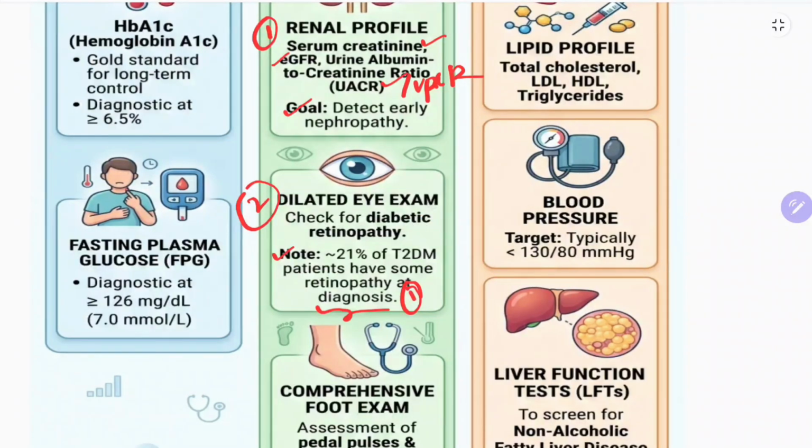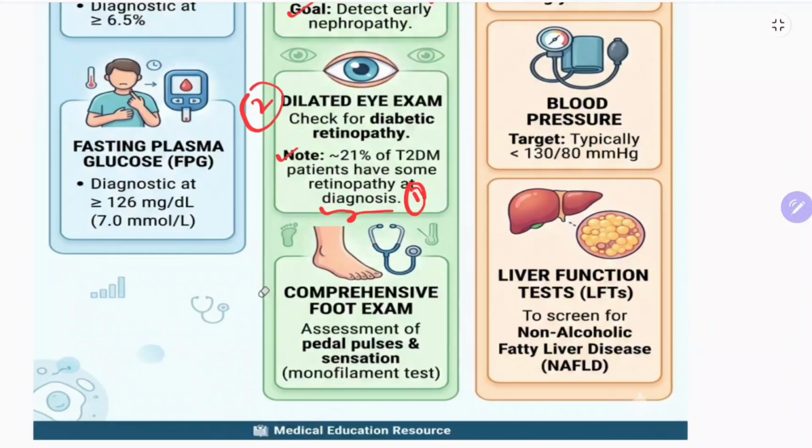Not only eye examination, both renal and eye examination, and all these micro and macrovascular complications in case of type 1 diabetes mellitus occur late. That's why it is recommended late. So after 5 years, you should screen for these complications in case of type 1 diabetes mellitus, whereas they occur early in type 2 diabetes mellitus. That's why you should screen initially at the time of diagnosis. So for the renal profile you will perform tests, and a dilated eye examination should be done, preferably by an ophthalmologist. And the third thing in microvascular complications is comprehensive foot examination.